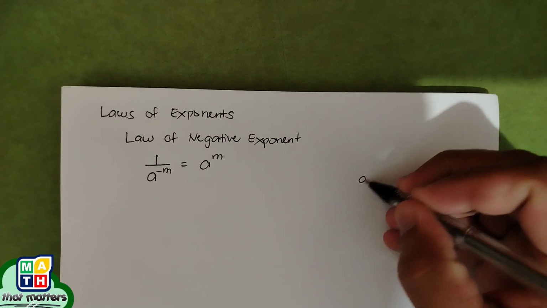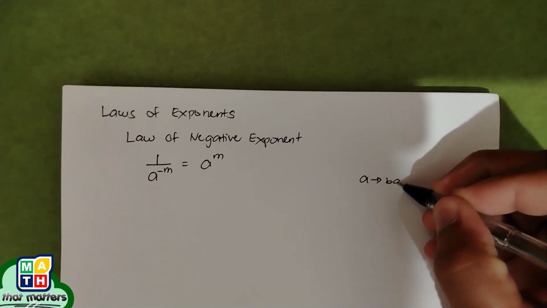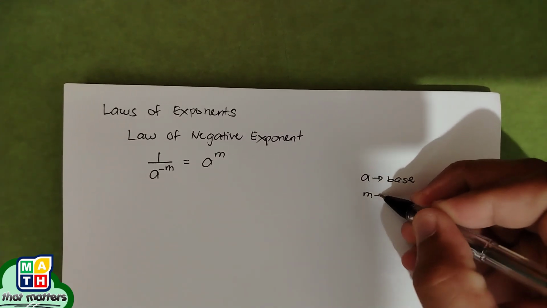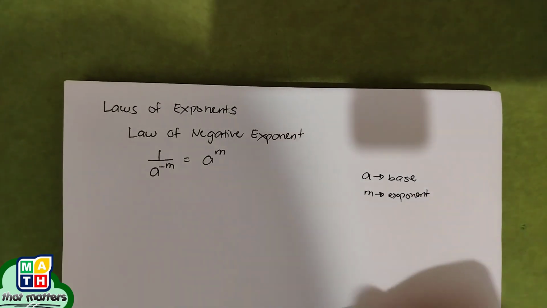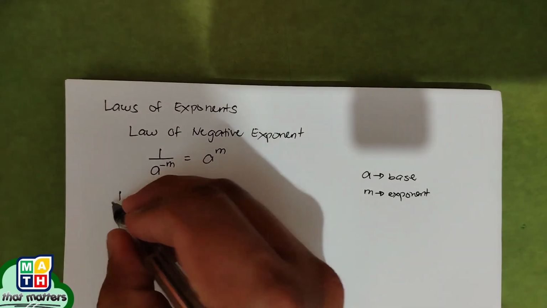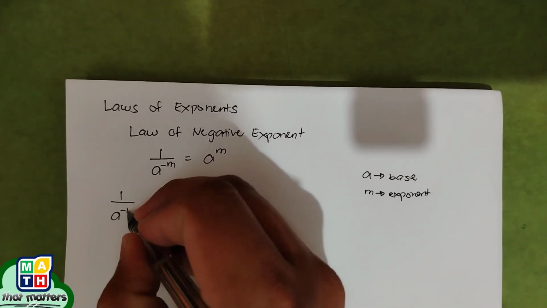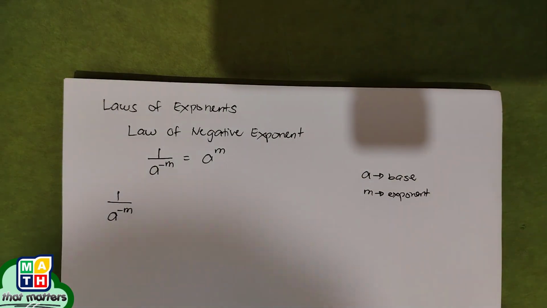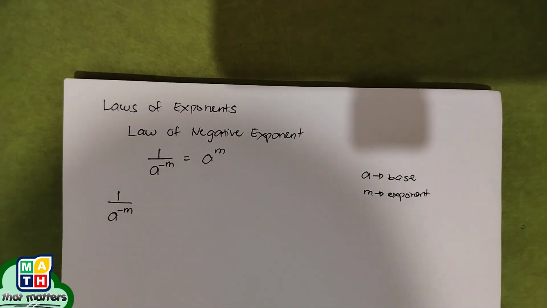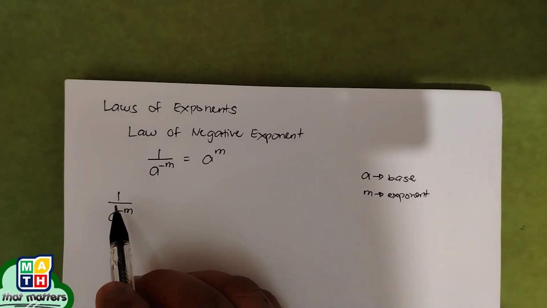So again, a here is what we call the base and m is our exponent. To show that this is true, let's start with this expression here. Now, we are going to use two different laws of exponents. The first one is when we look into our expression on our numerator. It's a coefficient or a constant 1.